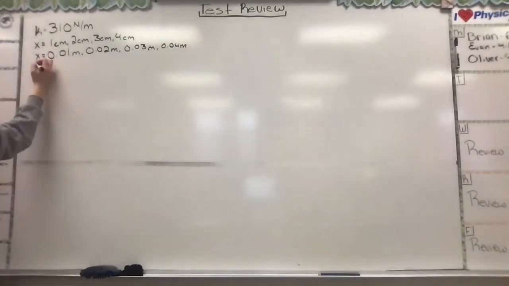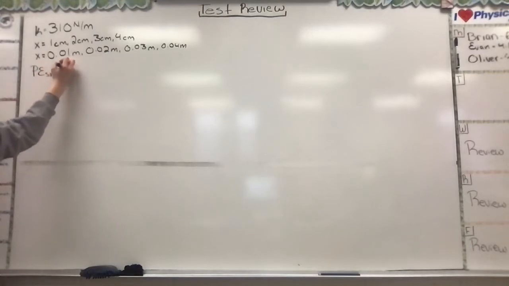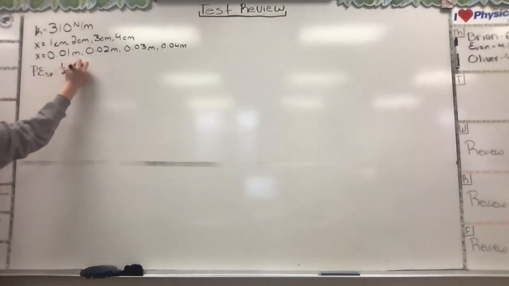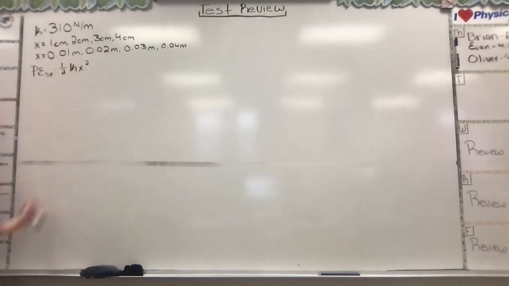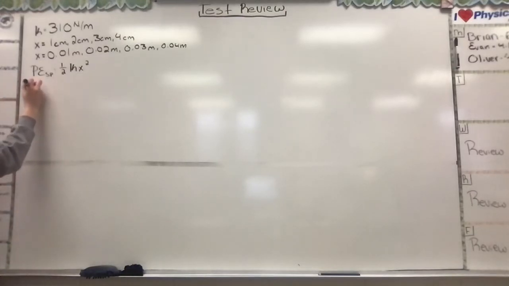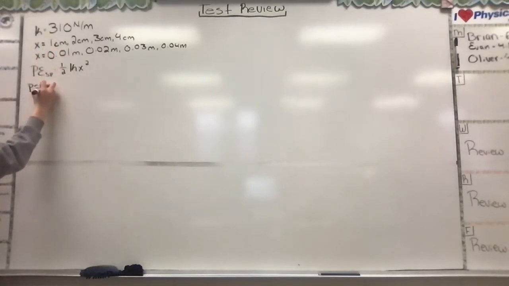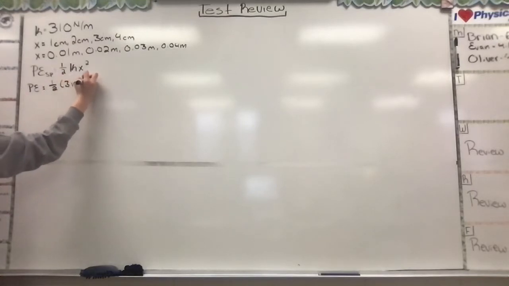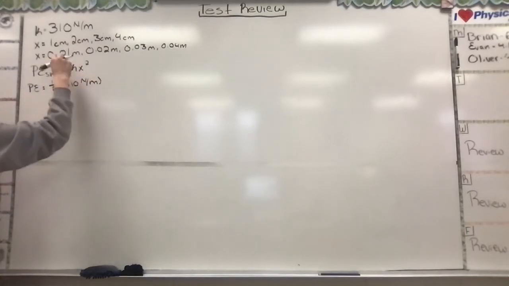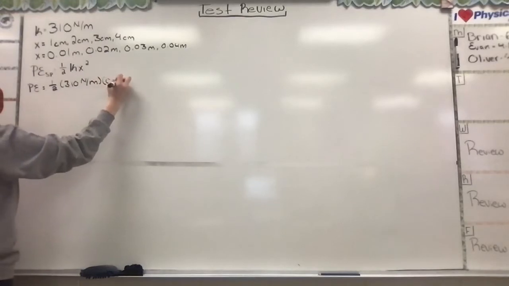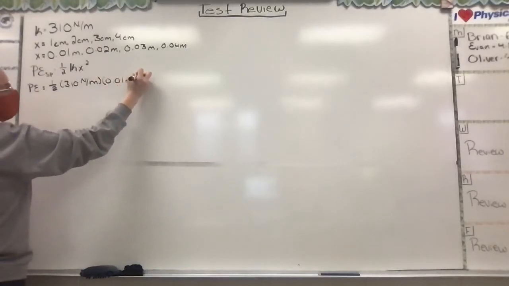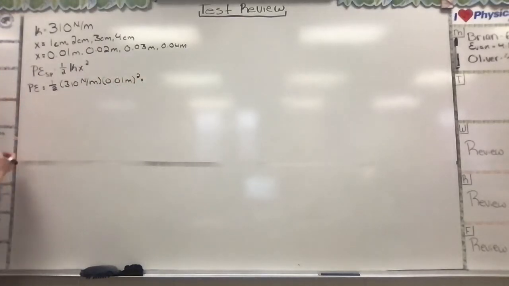What is our equation for the potential energy of a spring? 1/2 kx squared. Yes, I'm so proud. So how are we going to find the potential energy for each of these situations? 1/2 times 310 newtons per meter times whatever the distance is squared, right? So you guys start finding those for me.